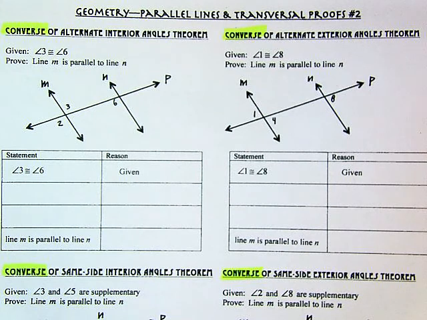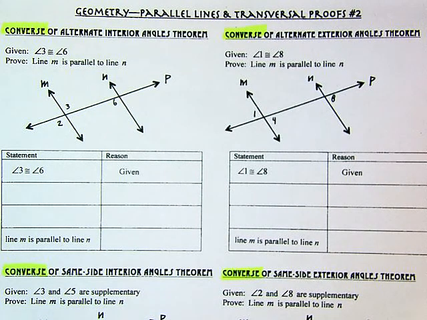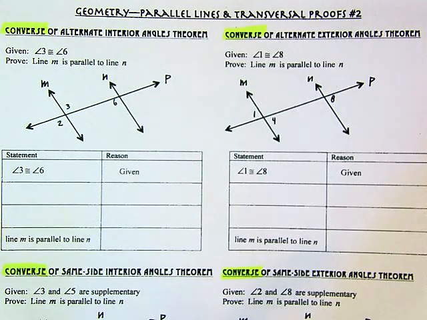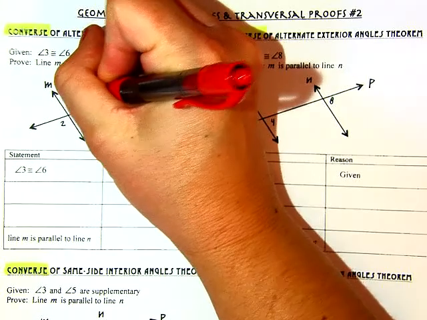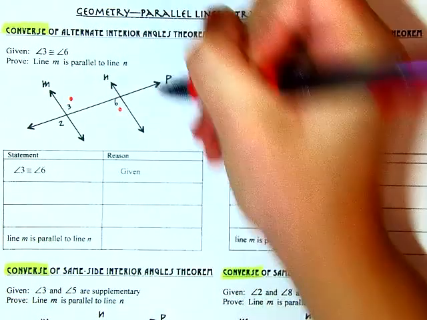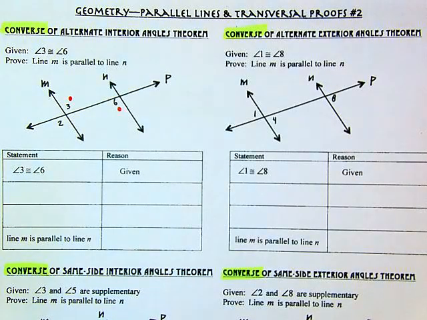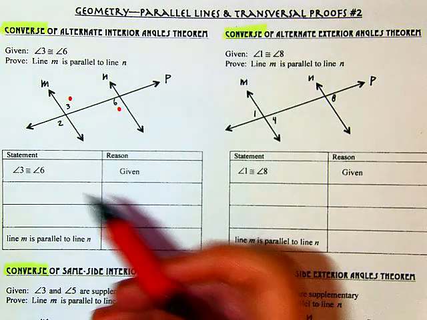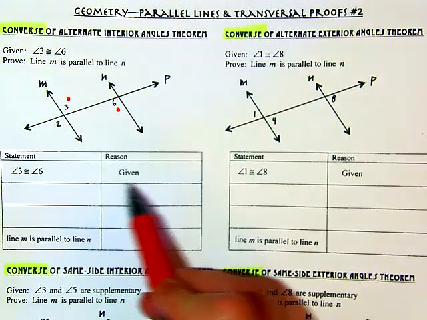Just like in the other batch, we saw that these two on top were very similar. That is true here as well. My starting point is that these angles here, 3 and 6, are congruent. So we're starting off with a pair of alternate interior angles. They are congruent. We need to build our proof and show why it is that our lines must be parallel. First I'm looking at my original statement, 3 is congruent to 6. It was given to me.